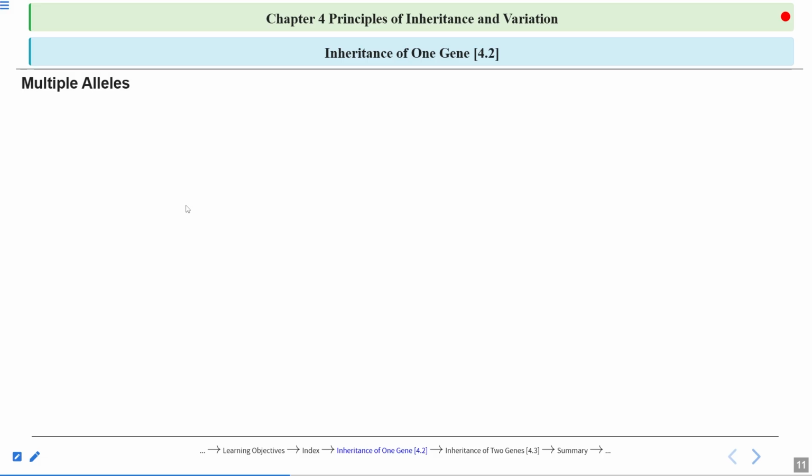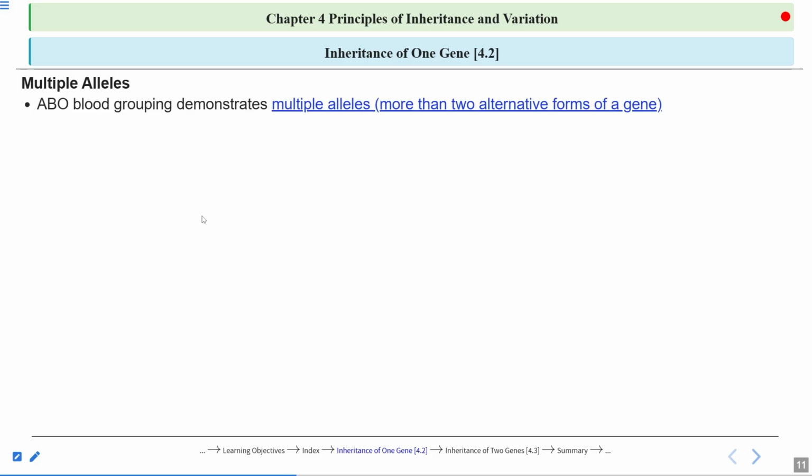Now this blood group is also an example of multiple alleles. So ABO blood grouping demonstrates multiple alleles. Now what are multiple alleles? More than two alternative forms of a gene. So when a gene has more than two alleles, this is known as multiple alleles. If it has three or more alleles, this is known as multiple alleles.